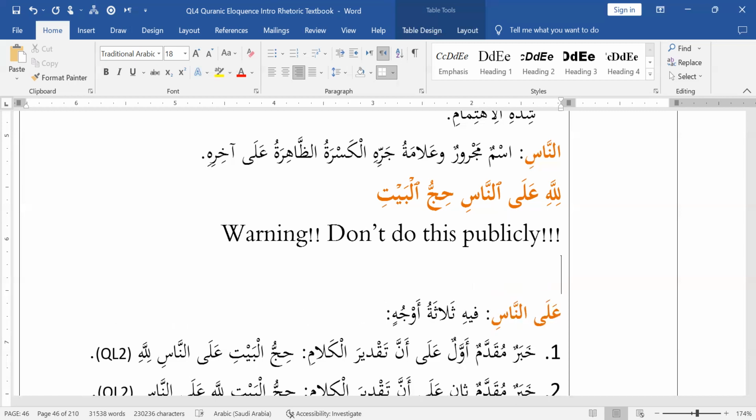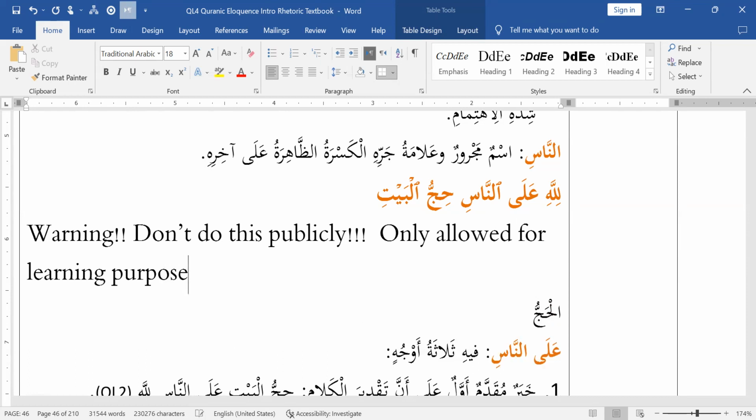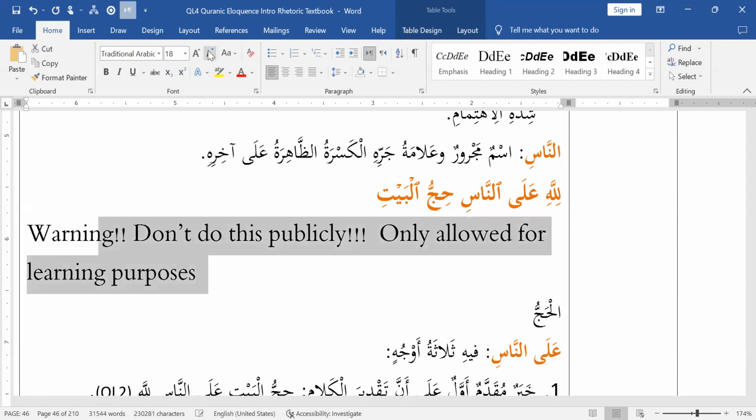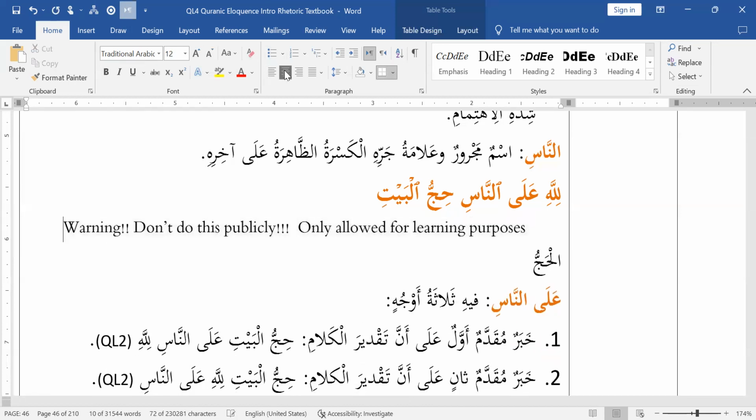Or let's say hajjul bayt, I'm going to change it to al-hajju. I'm going to simplify it. Al-hajju. And don't use it publicly, only allowed for learning purposes. If you do this publicly, then do it at your own risk.